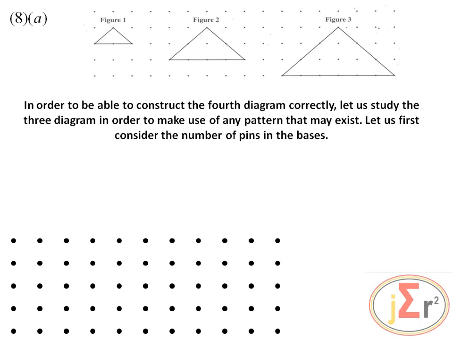Let us first consider the number of pins in the base. No, we are not saying the number of units. We are saying the number of pins that we have in the base. So we have 3 pins there: 1, 2, 3. In the next one we have 1, 2, 3, 4, 5 pins. Then we have 1, 2, 3, 4, 5, 6, 7 pins.